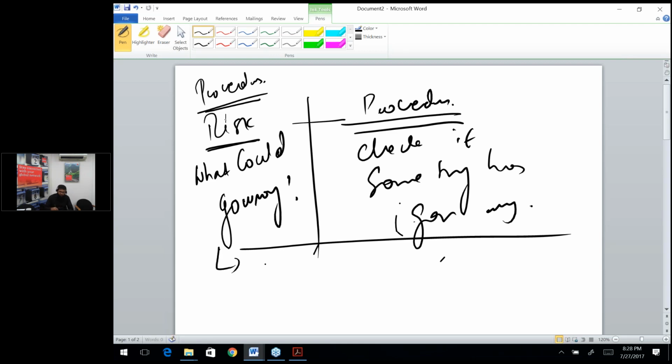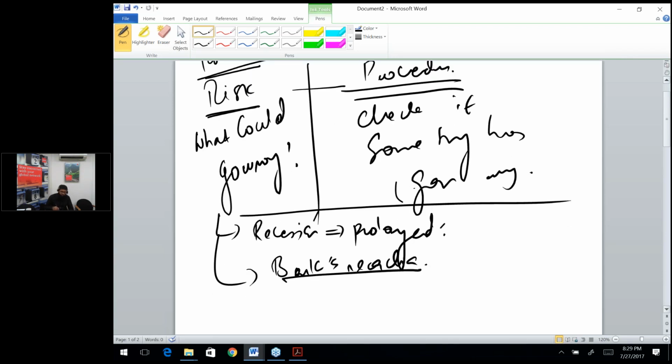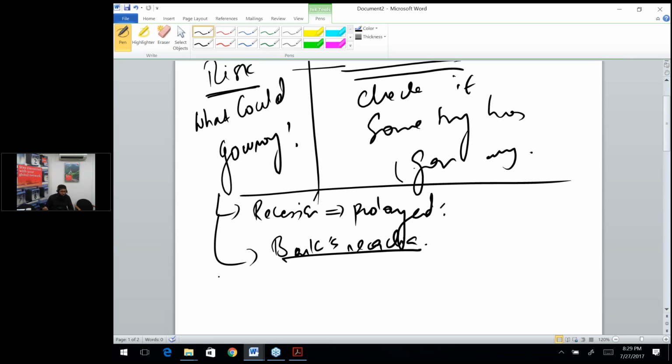They are going to be, number one, the recession getting prolonged. That's one of the risks. Number two is the bank's reaction. What is going to be the bank's reaction? That is going to play a very key role. If the bank's reaction is to return the money, then that's going to land the entity in a very difficult position. And what else is how long the supplier is extending the credit.